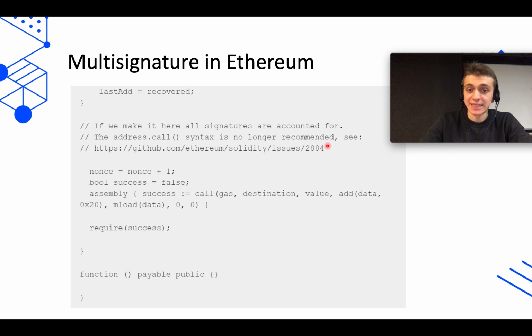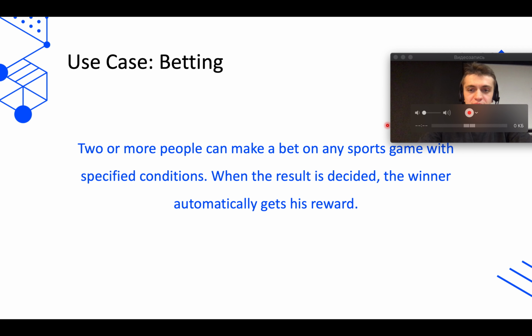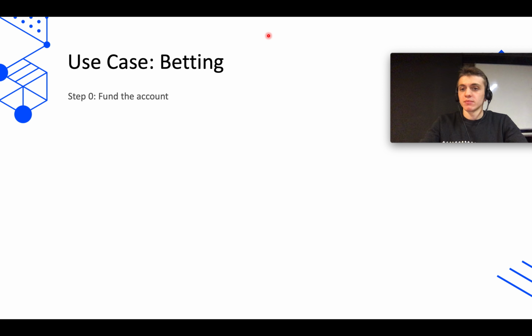Really, really simple. Okay, use case number 2, betting. Betting is a very, very common scenario. Two or more people can make a bet on any sports game with specified conditions. When the result is decided, the winner automatically gets his reward. Okay, let's imagine that we have that use case.